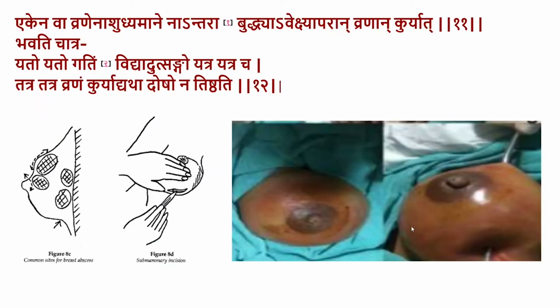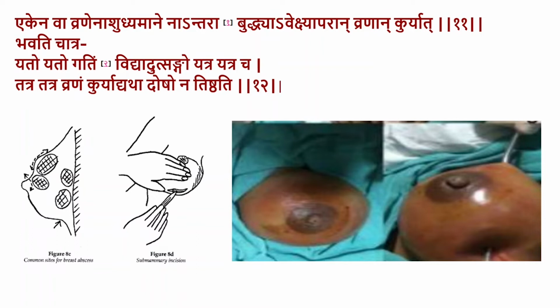Now, once you make an incision, if one incision is not good enough to drain the contents out, and this is particularly true in abscess drainage, then you may have to make more than one incision, or counter incisions. This is exactly again what Sushruta says. Eke navavranena ashuddhim anantaram buddhya aveksha aparan pranan kuryat, bhavati jatra yato yato gatim vidyat utsango yatra yatra cha tatra tatra pranam kuryat yatha dosho na tishthati. You have to ensure that the accumulated pus will not be retained in the area, and that it gets out.